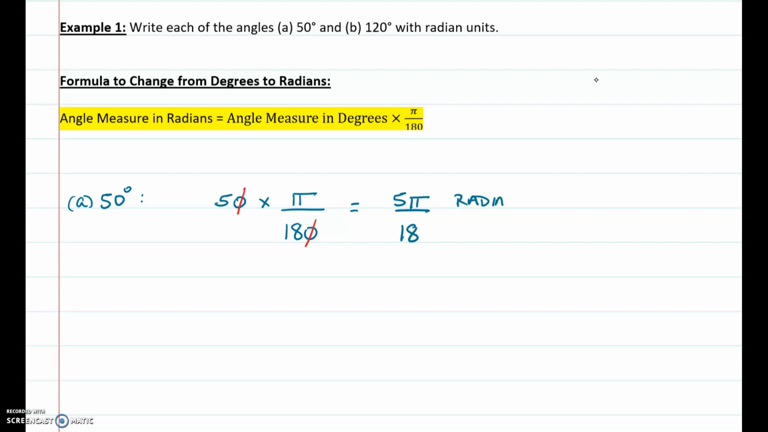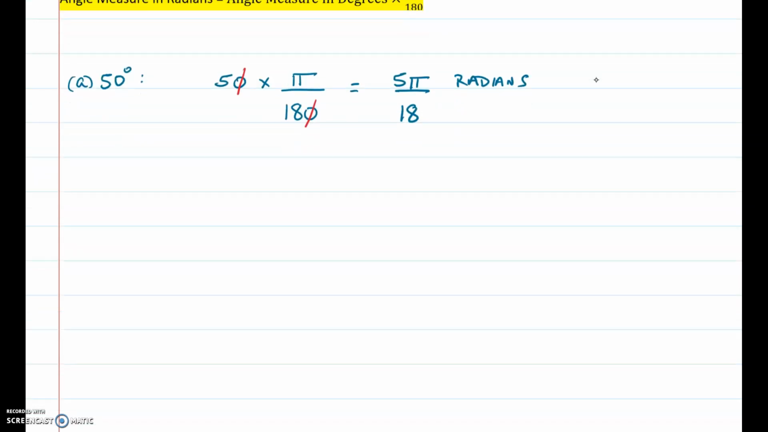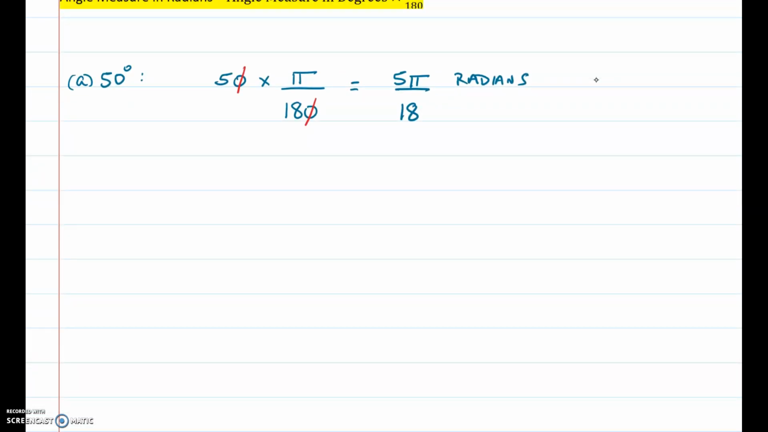Okay, so what we're saying here is that an angle that is measured as 50 degrees measures 5 pi over 18 radians. It's the same angle. It's the same size of an angle, just measured with a different unit. It's like changing between centimeters and inches.